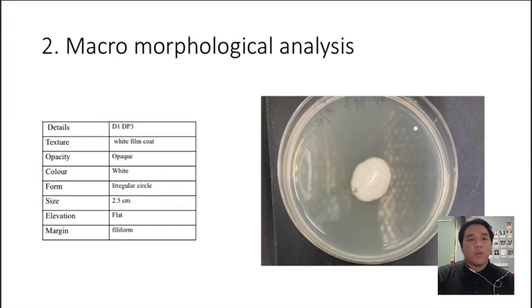Next is the macromorphology analysis. As you can see on the slide, this is a pure culture sample from my project, from dry pellet 3. The texture of this fungus is a white film coat. The opacity is opaque, the color is white, the form is irregular circle, the diameter is 2.5 cm, the elevation is flat, and the margin is filiform.